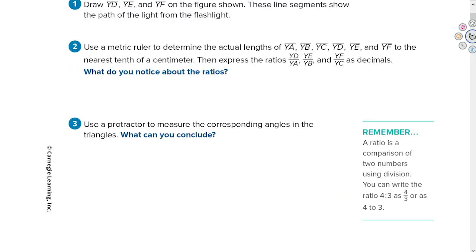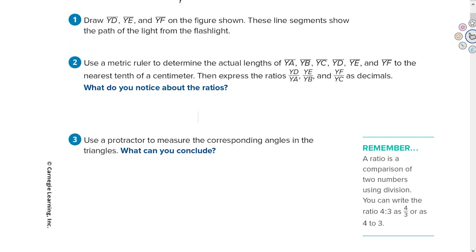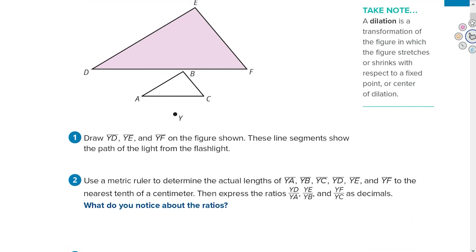All right. Use a protractor to measure the corresponding angles in the triangles. Now, I'm going to cheat a little bit and not use a protractor because I'm, let's not say lazy, let's say efficient. If I look at this angle right here, and if I move it and put it right here at D, it should look very, very similar. That looks close enough for me. And then if I look at angle C right here, move that over here, it should be the same as F. So the angles look like they're staying intact.